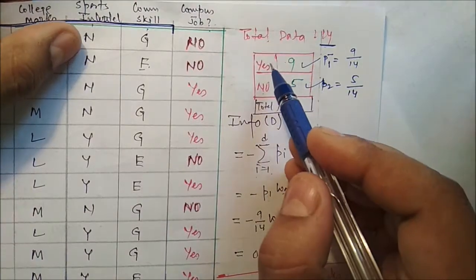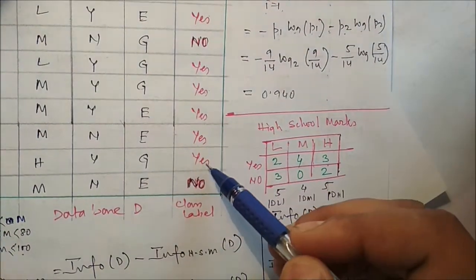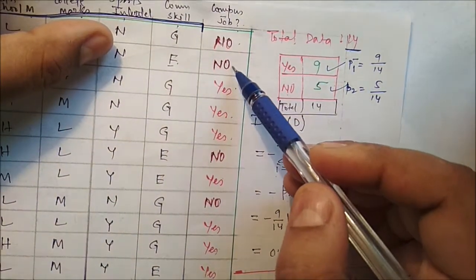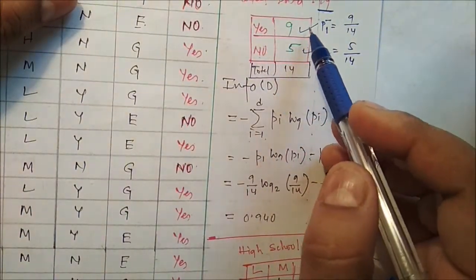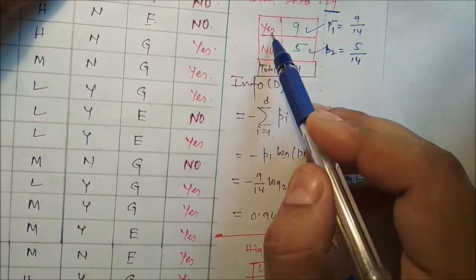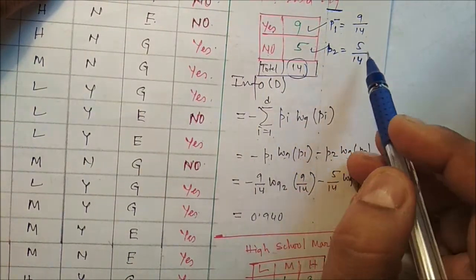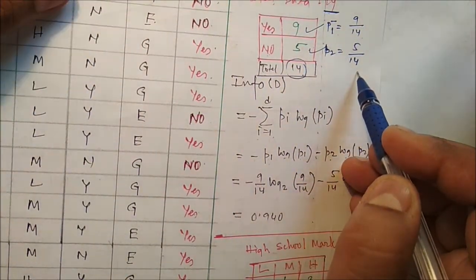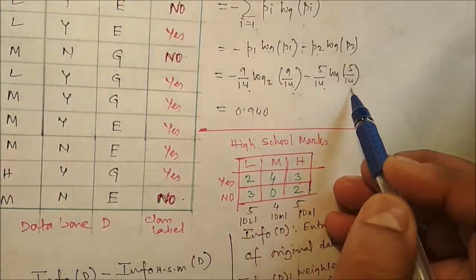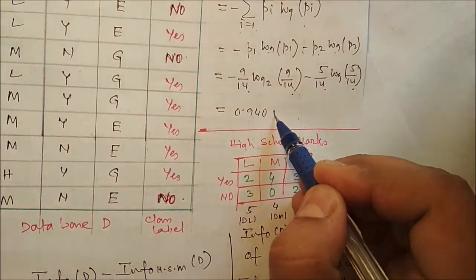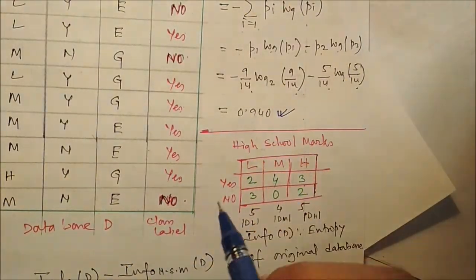So how many yes are there? 1, 2, 3, 4, 5, 6, 7, 8, 9. And how many no are there? 1, 2, 3, 4 and 5. So 5 no's and 9 yes are there. So what is the probability of getting yes? P1 is 9 by 14, where the total is 9 plus 5, 14, and the probability of no is 5 by 14, basic probability concept. So minus 9 by 14 log 2 of 9 by 14 minus 5 by 14 log 2 of 5 by 14, that is 0.940. And generally we use bits to represent the unit.